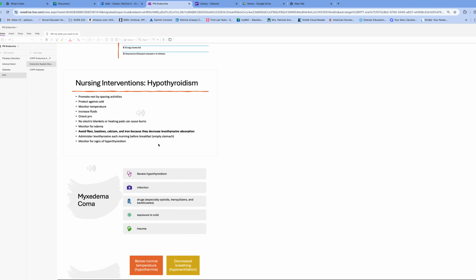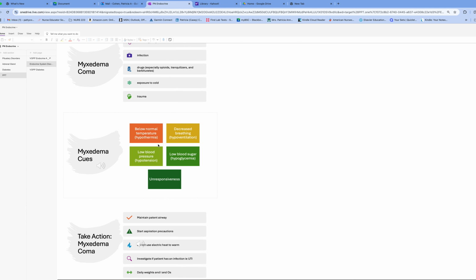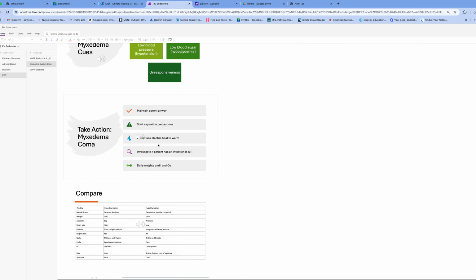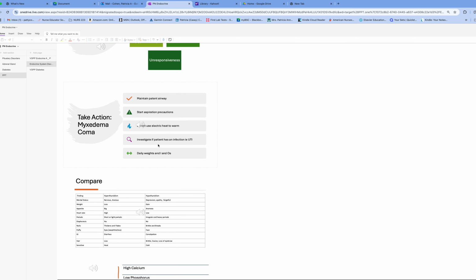Now, myxedema coma is a coma that's usually triggered by infection, or some drugs can also trigger it, or exposure to cold, like stress, just like thyroid storm, right? Now with myxedema, everything is low and slow. So they're going to be hypothermic, they're going to have hypoventilation, very low blood sugars and very low blood pressure, and they'll be unresponsive. Okay, so maintain the airway, start your aspiration precautions. Remember, don't use electric heat.